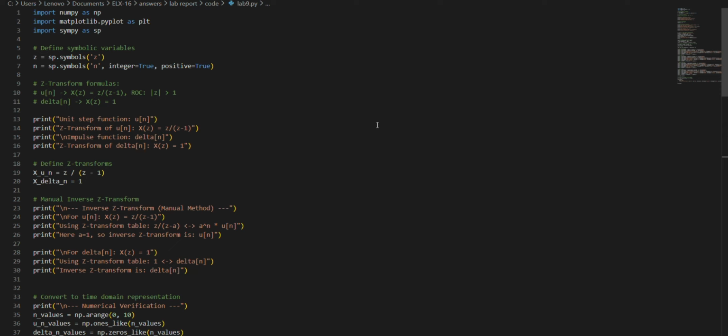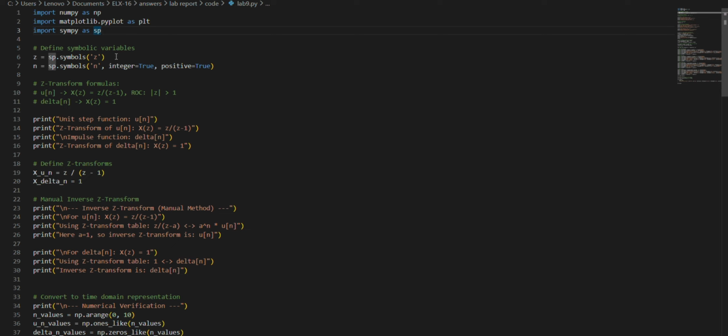Hello everyone, in this video I will discuss Z transforms in signal processing and explain this code step by step to show how the Z transform helps us analyze discrete time signals in the Z domain. First, I import NumPy for numerical computation, Matplotlib for plotting, and SymPy for symbolic mathematics, which allow us to represent Z transform expressions symbolically instead of just numerically.